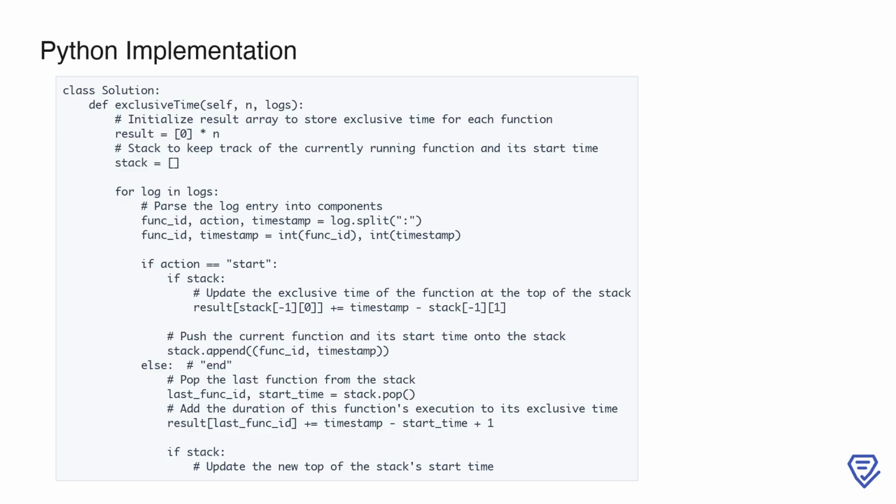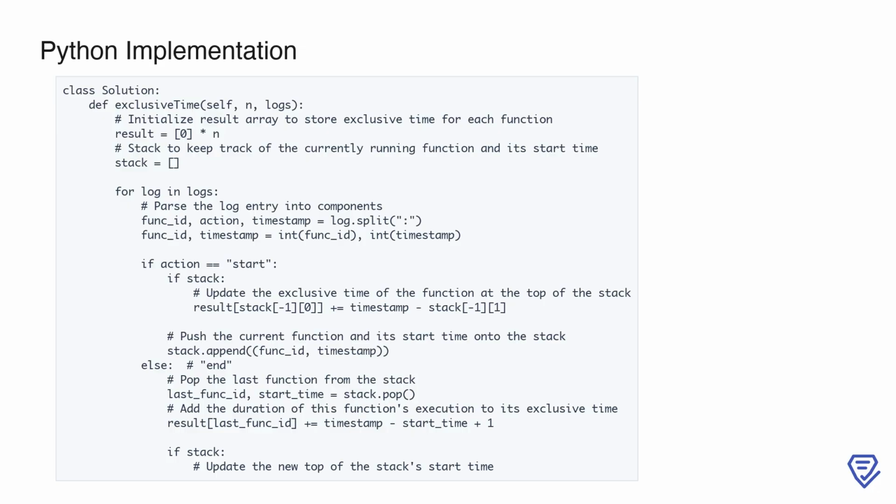If the action is start, we check if the stack contains any function. If it does, we update the exclusive time of the function at the top of the stack by adding the difference between the current timestamp and the start time stored for that function. Then, we push the current function ID and its start time onto the stack.